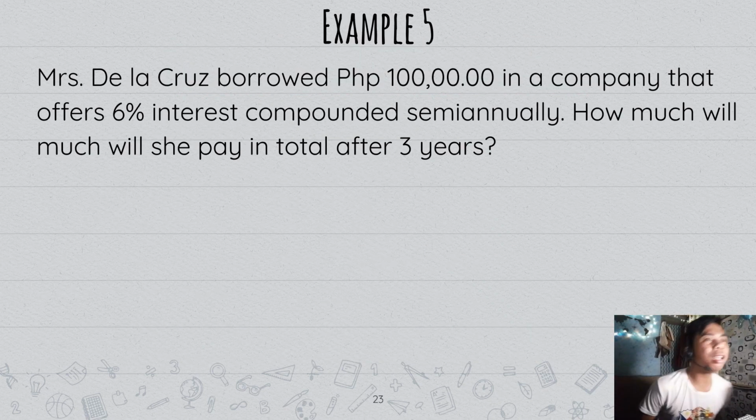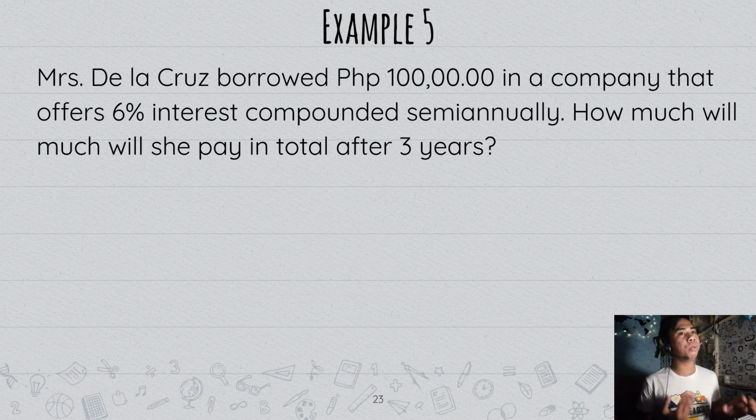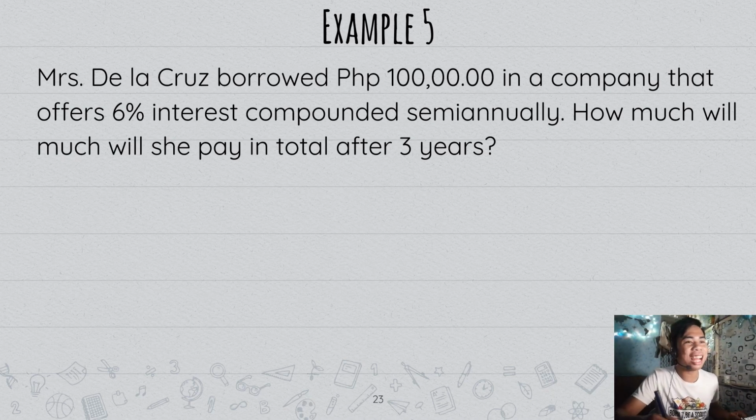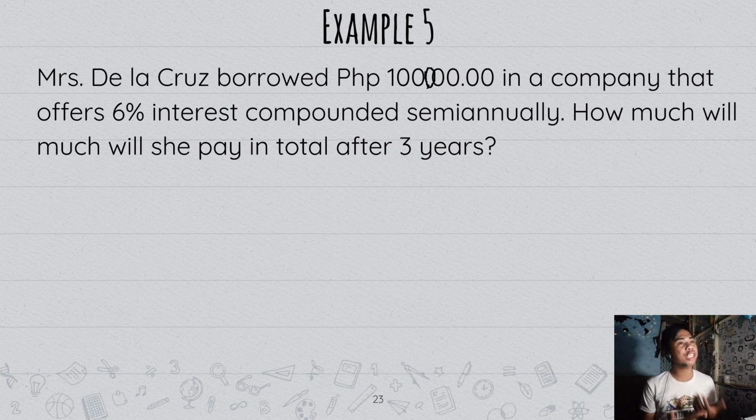Okay, we have example number 5. Mrs. De La Cruz borrowed 100,000. Oh my god, I have corrections on the 100,000. So this is 100,000, class. I'm so sorry for the typographic errors. So Mrs. De La Cruz borrowed 100,000 pesos from a company that offers 6% interest compounded semi-annually. How much will she pay in total after 3 years?